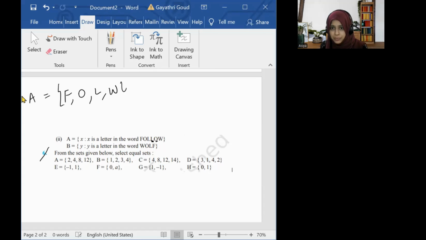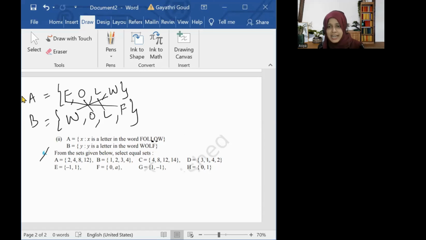Next is W. Now, what do we have in B? Let us write it in roster form. It becomes easier. You can compare it this way as well, but it becomes easier if you write it in roster form. Now, W, O, L, F. Should we compare A and B? W, O, L, F. So all the elements exactly match. Whatever elements are there in A, I have the same elements in B. So what do you think? These are equal sets.